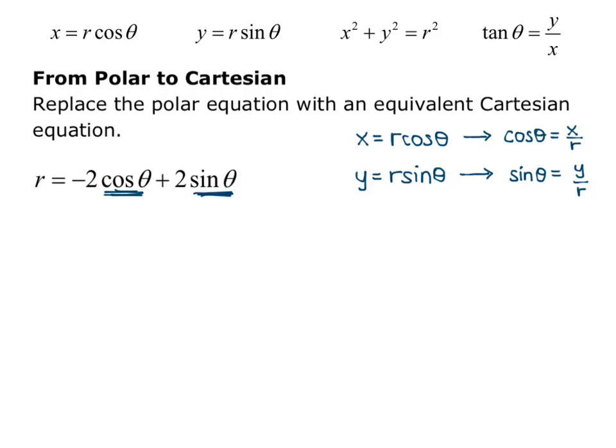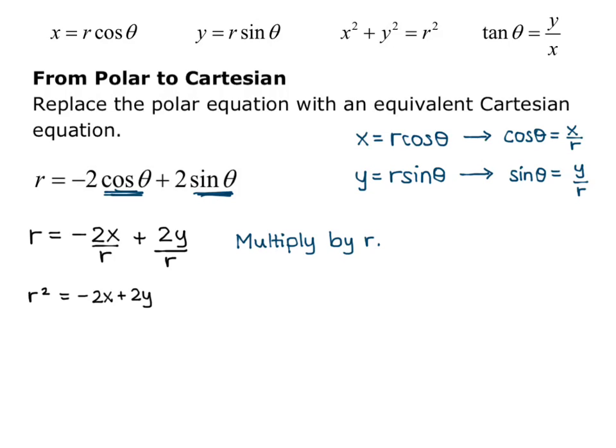So I'll replace the cosine theta and the sine theta in my polar equation. So I get r equals negative 2x over r plus 2y over r. And I multiply both sides by r. So I have r squared equals negative 2x plus 2y. And now I have a straightforward replacement for r squared. It is equal to x squared plus y squared. So I have x squared plus y squared equals negative 2x plus 2y.